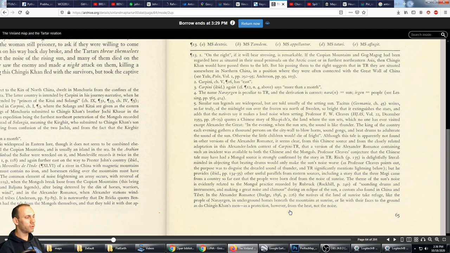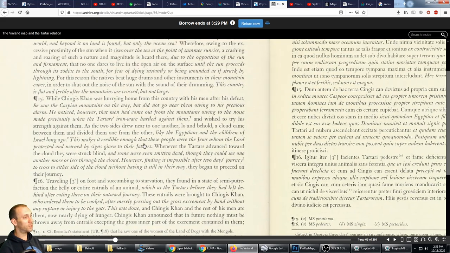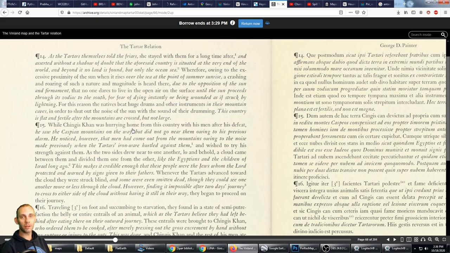So it seems to be a little confusion about whether or not it's the heat that's killing them or if it's the noise that's killing them, but something about this sunrise seems quite ridiculous when you get apparently close to the poles. As the Tartars themselves told the friars, the captive woman stayed with them for a long time and asserted that without a shadow of a doubt, the aforesaid country is situated at the very end of the world, and beyond it, no land is found, but only ocean, sea. Where, owing to the excessive proximity of the sun when it rises over the sea at that point of summer sunrise, a crashing and roaring of such a nature and magnitude is heard there due to the opposition of the sun and the firmament.